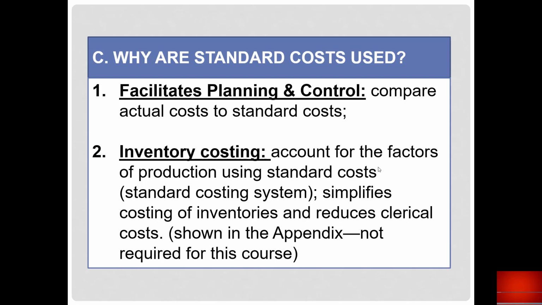All right, so why are we looking at standard costing? This really facilitates planning and control. We'll be comparing actual costs to standards and computing variances, but it can also be used for inventory costing. So we would debit work in process, finished goods, and cost of goods sold at standard and isolate variances. But that's beyond the scope of this course. So our focus will be here on how standards are used for planning and control.